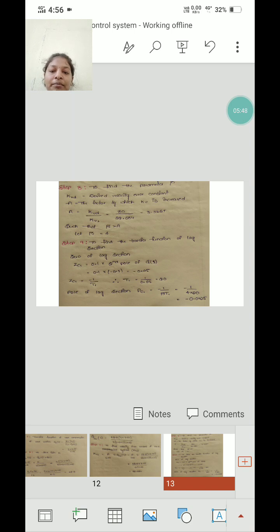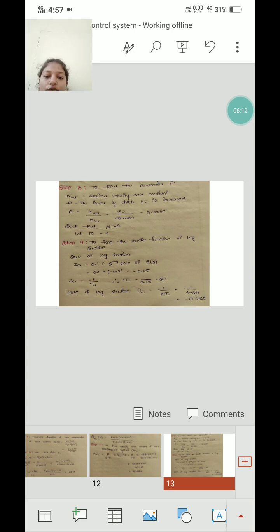To find the parameter beta, Kvd is equal to the desired velocity error constant. A is equal to the factor by which Kv is increased. A is equal to Kvd by Kv2, which is 3.5267, such that beta is greater than A. Let beta be equal to 4.